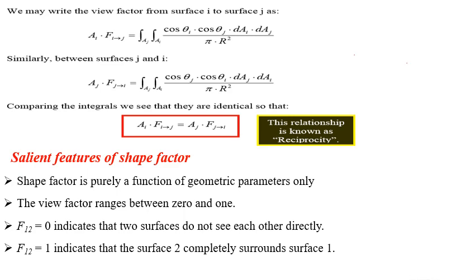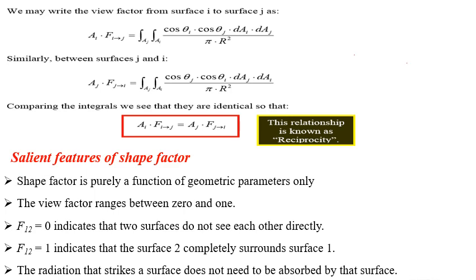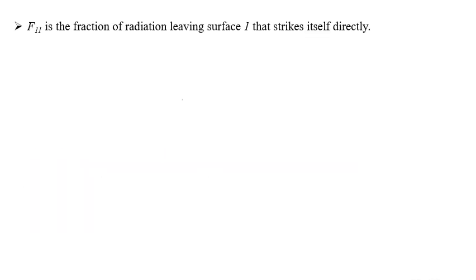When the shape factor F1-2 is equal to 1, that indicates surface 2 completely surrounds surface 1. Then the radiation that strikes the surface does not need to be absorbed by that surface. Then F11 is the fraction of radiation leaving surface 1 that strikes itself directly.